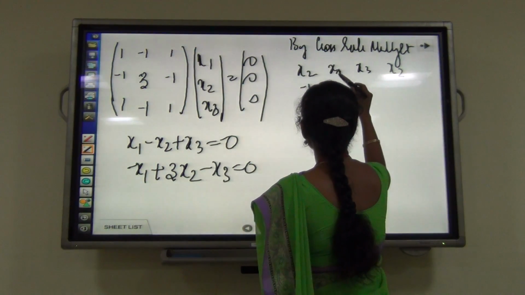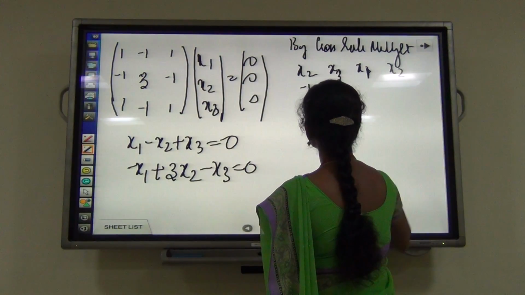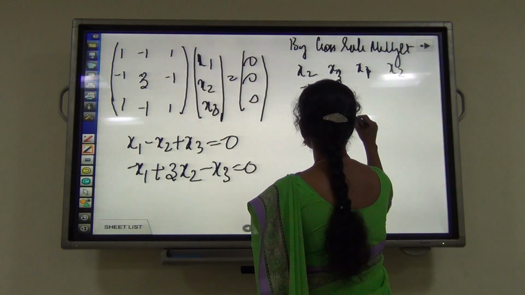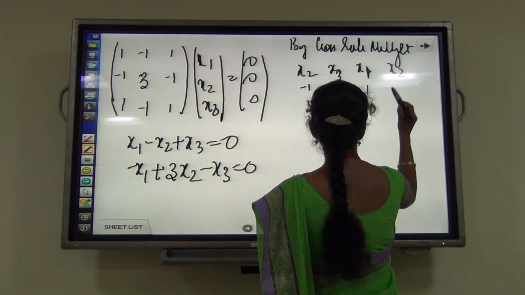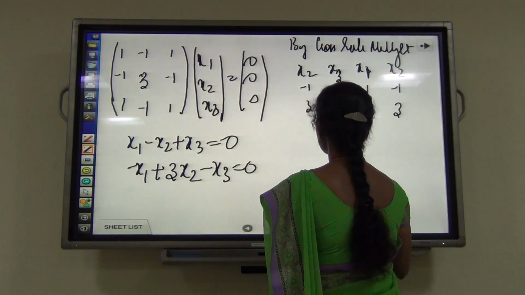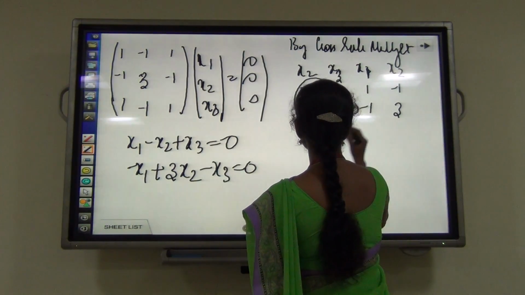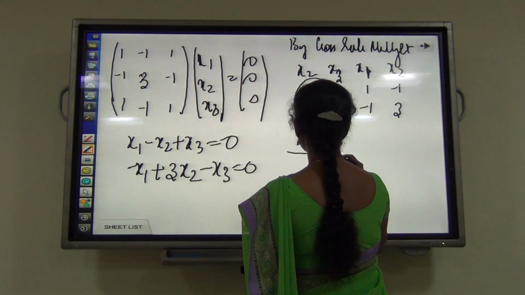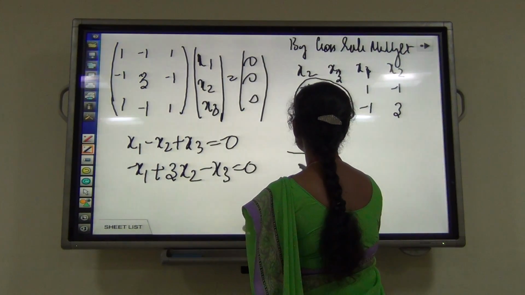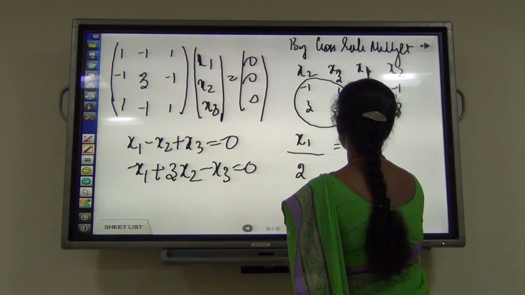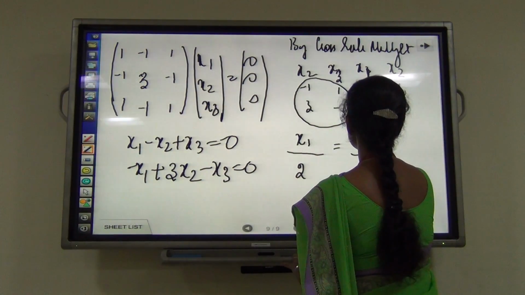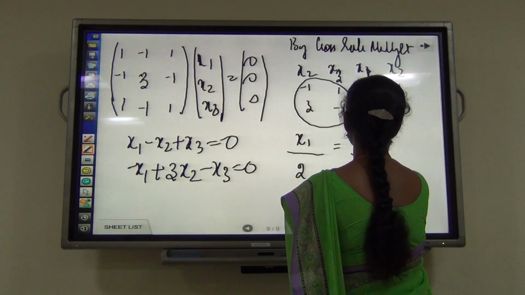This is going to be x3 and this is x1. x3 is 1 minus 1. x1 is 1 minus 1. x2 is minus 1, 3. So getting the determinant of this will give you the value of x1, that is 1 minus 3, it is 2. Minus 3, it is 2, which is equal to x2. Getting the determinant of this, it is minus 1 plus 1.